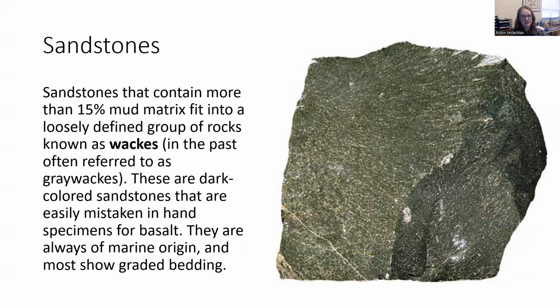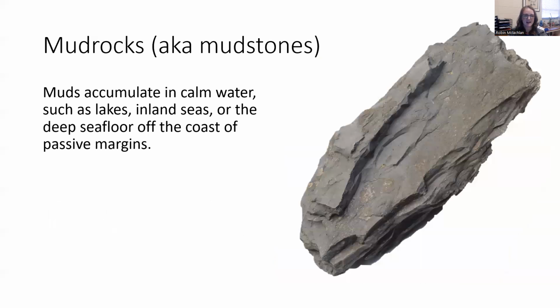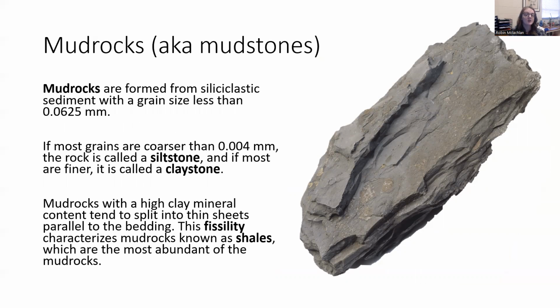All right, we've talked about conglomerates, we've talked about sandstones. Now we're going to go to the even finer grain size class, talk about the mud rocks or the mudstones. Mud, again, is just any grain finer than sand. That's less than 0.063 millimeters or 63 microns. And because it's very, very fine, it is transported very far away from the source, and it often only accumulates in very calm water, such as lakes, inland seas, the deep sea floor off the coast of passive margins, things like that. Mud rocks are siliciclastic, right?